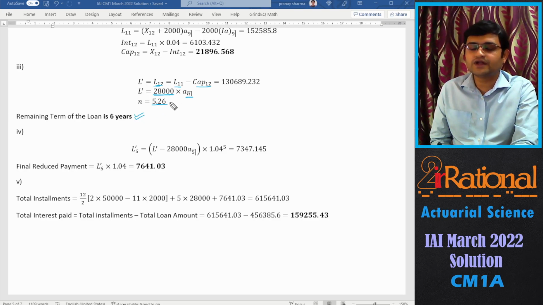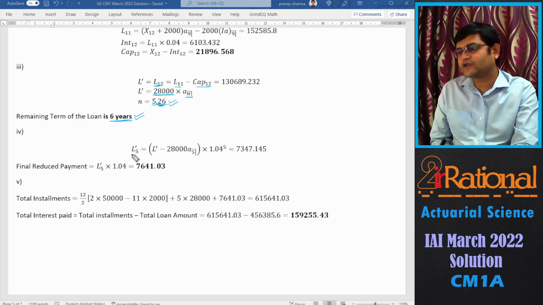Here, if you have written your loan remaining term as 5.26, you will get it wrong. At least 1 mark would be deducted, because you will not be paying off the loan at 5.26, either at time 5 or at time 6, because we have annual repayments. So at time 5 the loan was not completely repaid, so at time 6 is where the loan would be completely repaid.